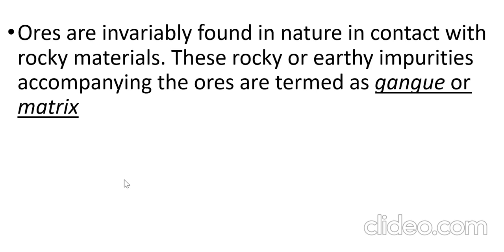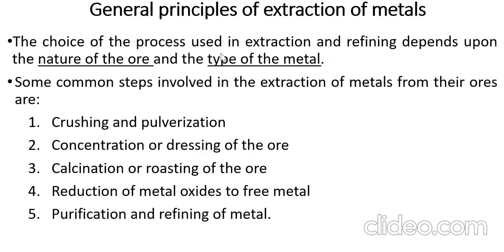There are impurities that are intrinsic, and then there are other impurities that are what? There are earthly impurities because they are found in the earth crust. They must be combined also with the rocky materials. So in this case, the impurities we call it what? Gangue or matrix. I normally ask this question always in my quizzes. So the earthly impurities accompanying these ores are called what? Gangue or matrix.